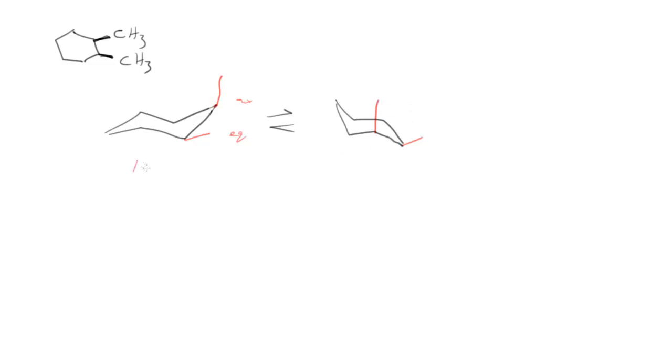So here I have one axial, one equatorial. Here I have one axial, one equatorial. And since they're both the same group, both of them are methyl, neither one of them is larger than the other, their energies are actually equal. So neither one of these two is favored because in the end they're the same structure.